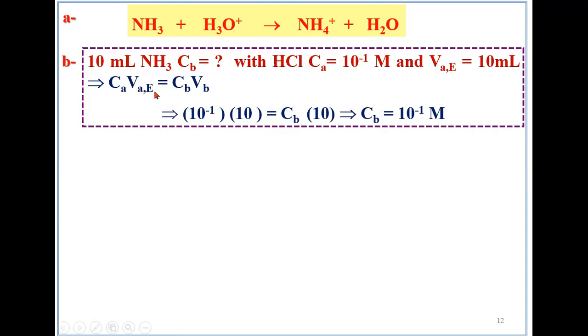Now, you can only do this at the equivalence point, guys. You cannot calculate the concentration of the base unless we have the equivalence. So this is the concentration times the 10 milliliters, which is my equivalence, equals CB times the 10 milliliters, which is my starting volume of my base. And we get that the concentration of the base was 10 to the minus 2 molar.